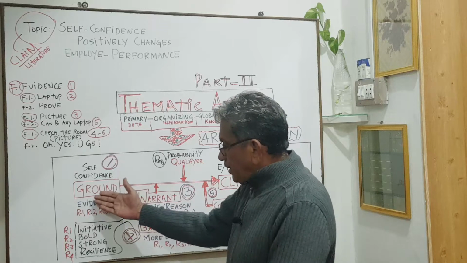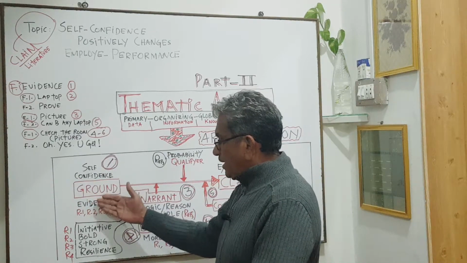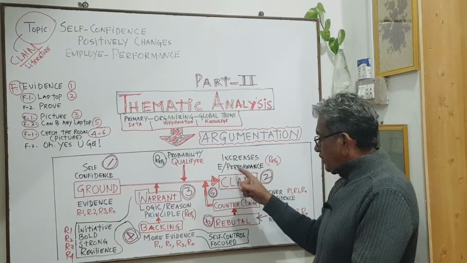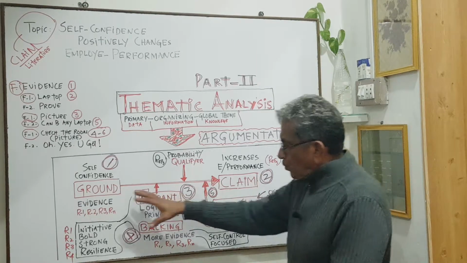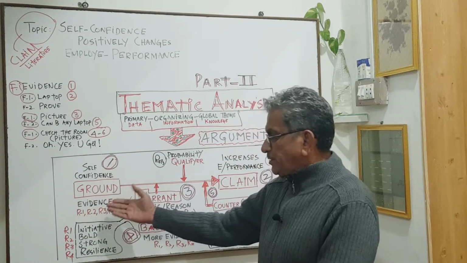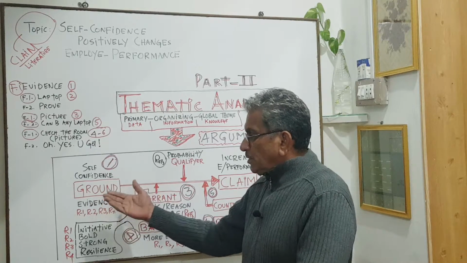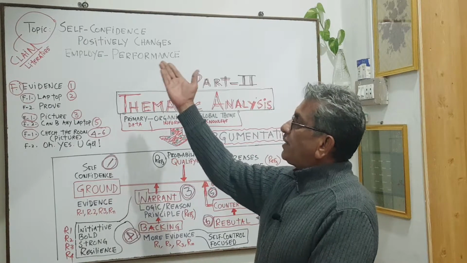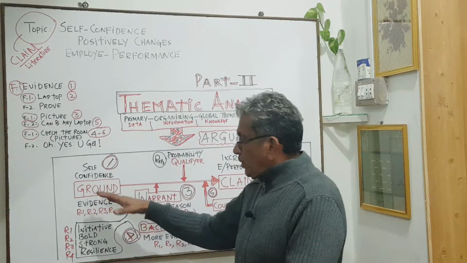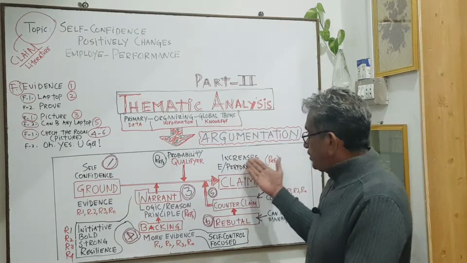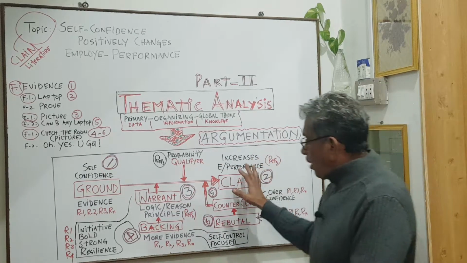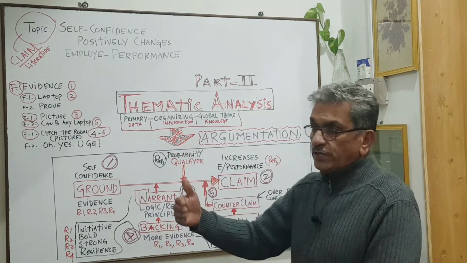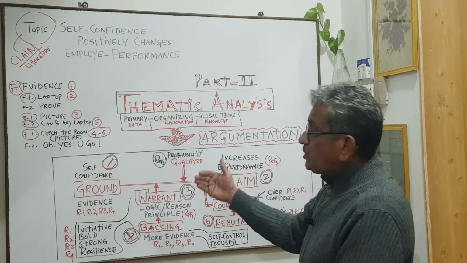Now, the evidence means from the literature we learned that self-confidence increases the employee performance. So, on the basis of this ground, and that is literature, that is the data collected from different scholars regarding the impact of self-confidence on the employee performance, we claim that self-confidence increases the employee performance. Now, why should the people believe it? Not only because we are saying that the scholars are saying. No, what is the logic used by the scholars?